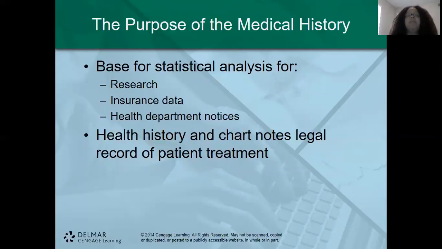It's also a base for statistical analysis, research, insurance data, and health department notices. One of the key things about health department notices is when you're dealing with patients that have been diagnosed with a communicable disease. Communicable meaning that it is easily transmitted throughout the community. An example, tuberculosis, also gonorrhea, syphilis, some type of sexually transmitted infection. So the health department needs to keep track of those.